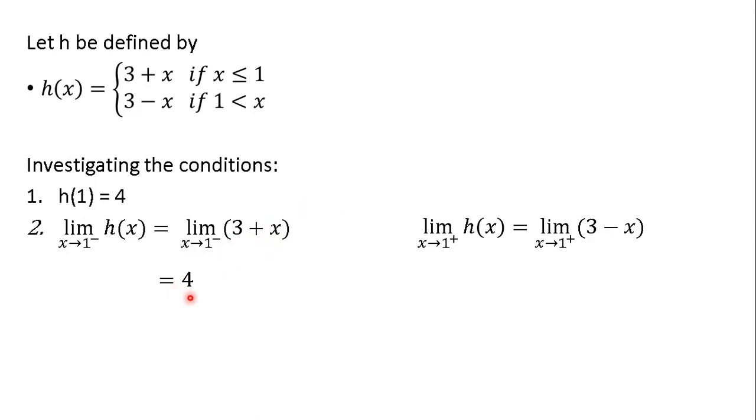And how about from the right? The limit of h of x as x approaches 1 from the right is simply the limit of 3 minus x. Because it's stated here, x should be greater than 1, therefore we use this function 3 minus x. Because 1 from the right are functions or values located on the right of the value 1. And that is equal to 2 because 3 minus the value of x, which is 1, is equal to 2 using direct substitution.